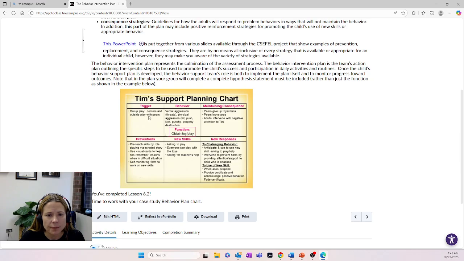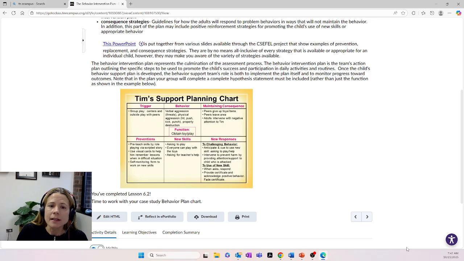So here's the trigger. If Tim is in a group, in centers in a group, or he's outside playing with his peers, this is the trigger. This is what causes him to display this verbal aggression or physical aggression. So these are two types of behavior that you can measure.